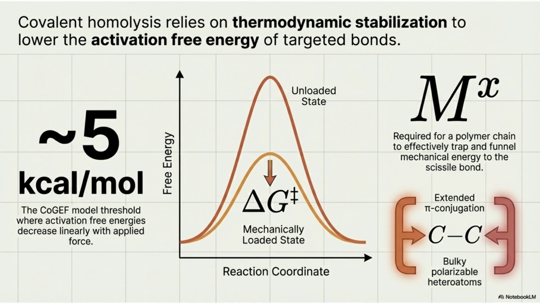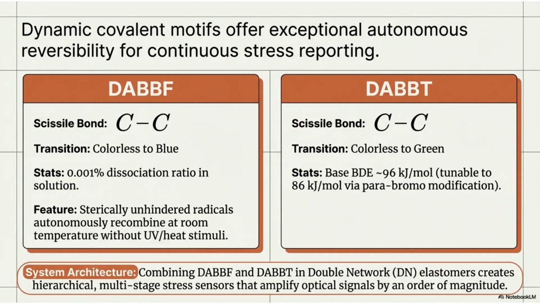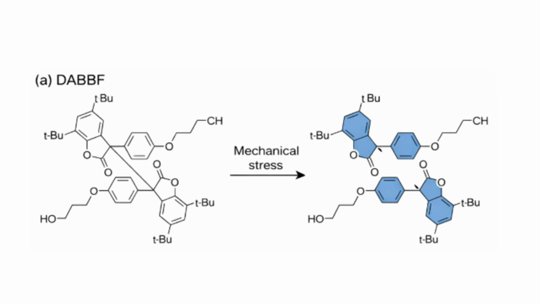The COGEF model suggests that activation-free energies decrease linearly with applied force, with a threshold of approximately 5 kilocalories per mole. Dynamic covalent motifs like DABBF and DABBT offer exceptional autonomous reversibility for continuous stress reporting. They feature CC-cis bonds and allow sterically unhindered radicals to autonomously recombine at room temperature. Here we see the chemical structure of DABBF and its transformation upon mechanical stress.